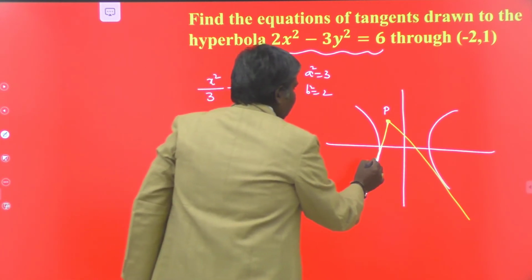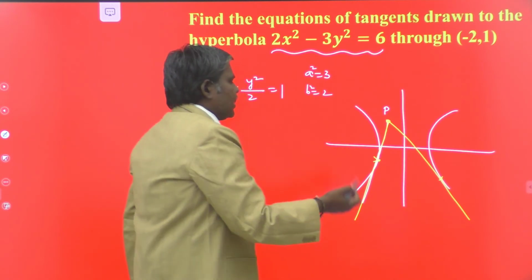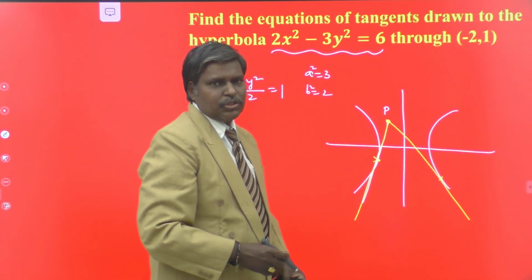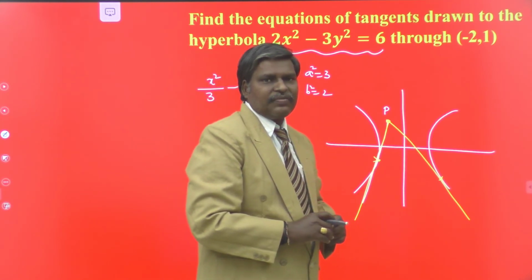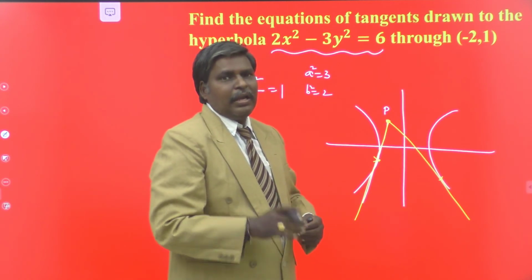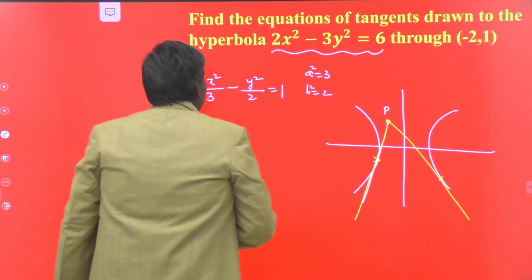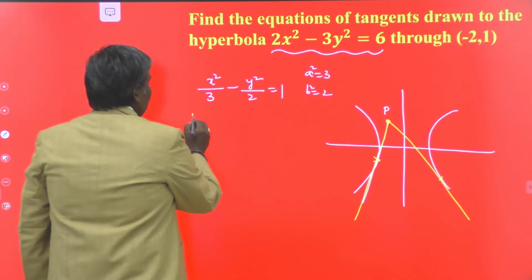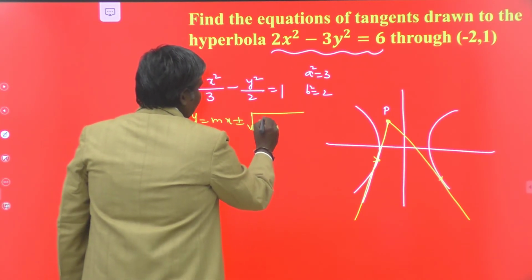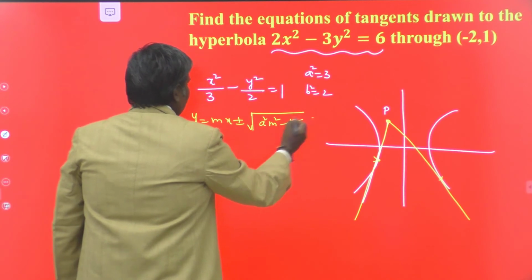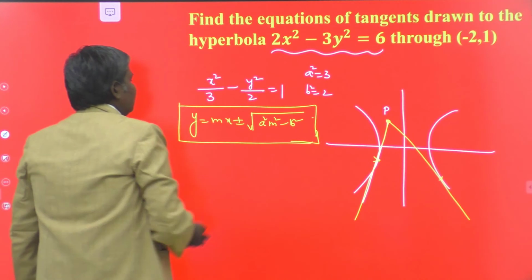So you don't know the point of contact. If you knew the point of contact, you would write the equation at that point as S1 = 0. But you don't know it. At that time, to find the equations of tangents through this point to the hyperbola, you have to use the general tangent to the hyperbola. All of you know that the equation of the tangent to the hyperbola is y = mx ± √(a²m² − b²). This is the equation of the tangent to the hyperbola in slope form.